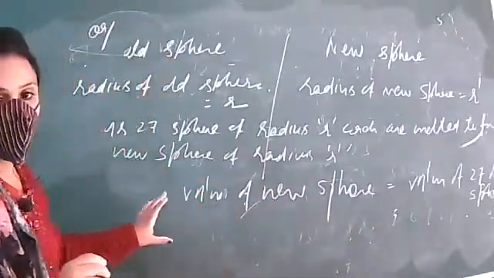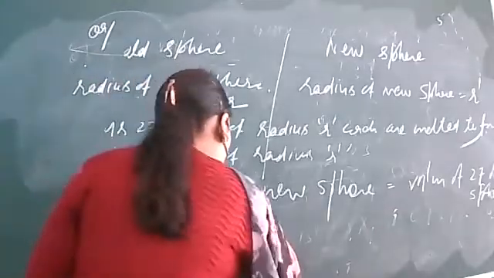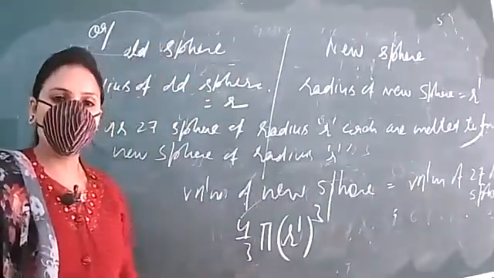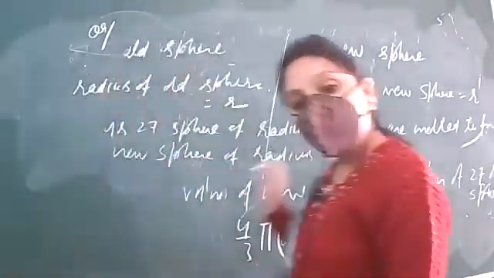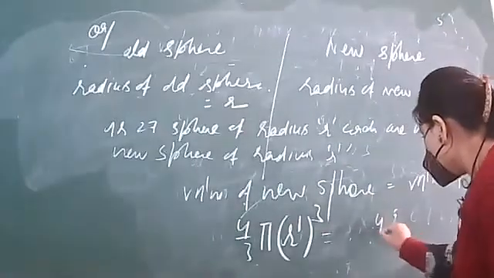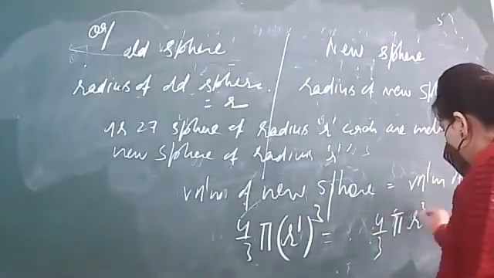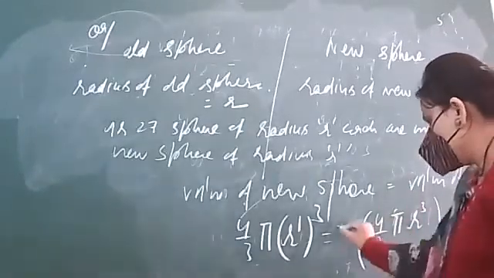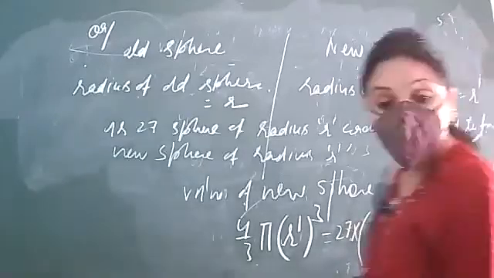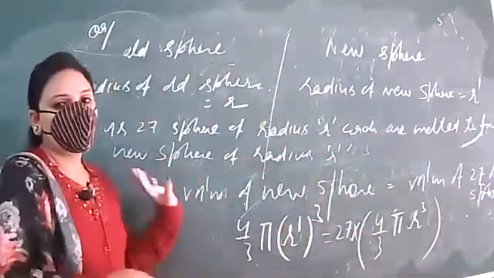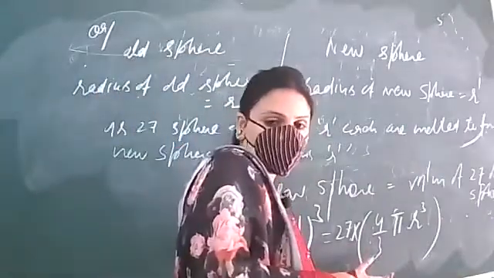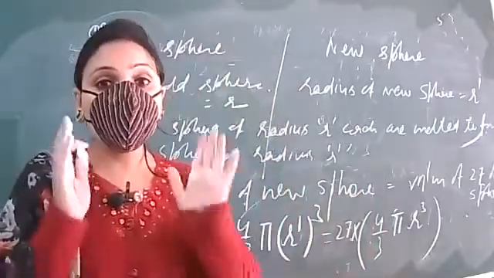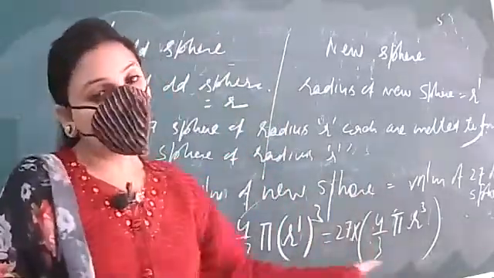So let us write the volume of the new sphere. This will be 4 by 3 pi r dash cube, because the new sphere's radius is r dash. For the 27 old spheres, let us write 4 by 3 pi r cube. That means the radius we are using is r, and how many are there in number? 27. So I multiply by 27. एक sphere का volume, जब same radius वाले spheres 27 हैं, 27 से multiply करेंगे. These two will be equal.